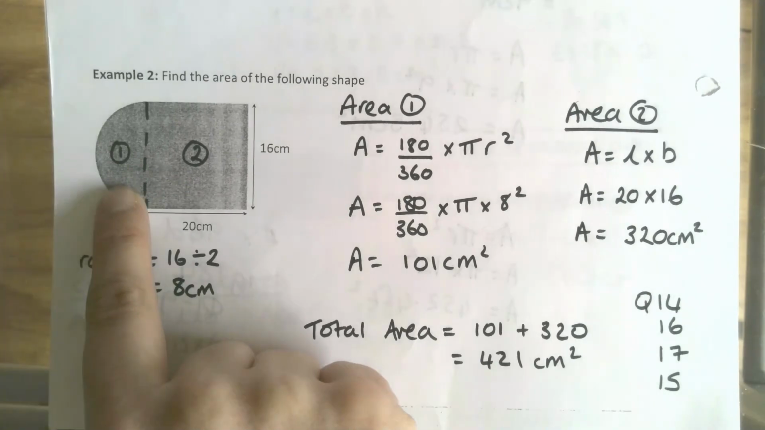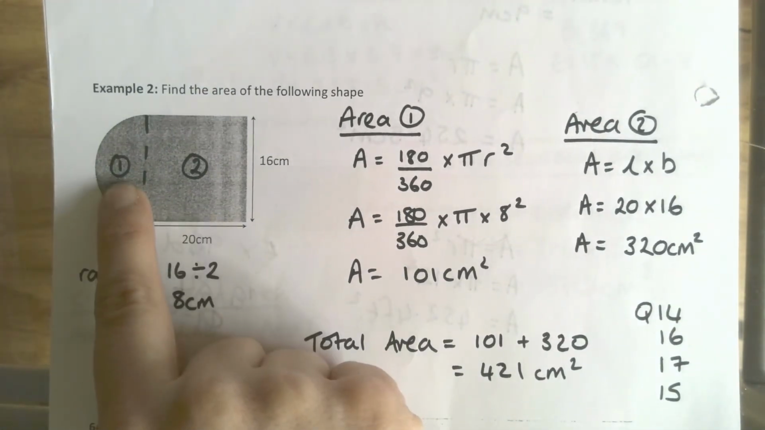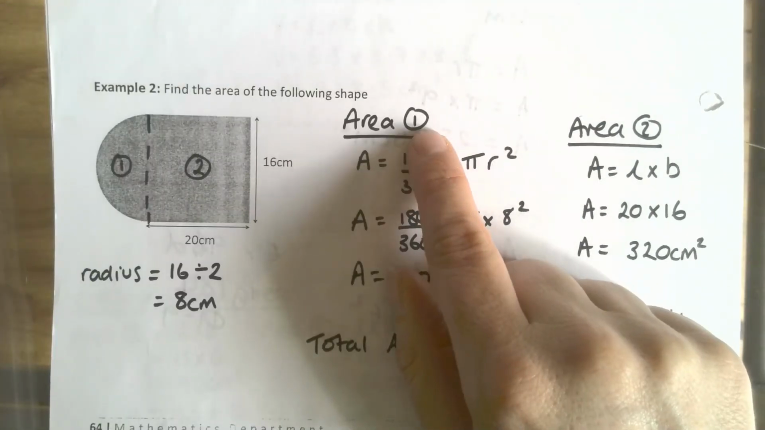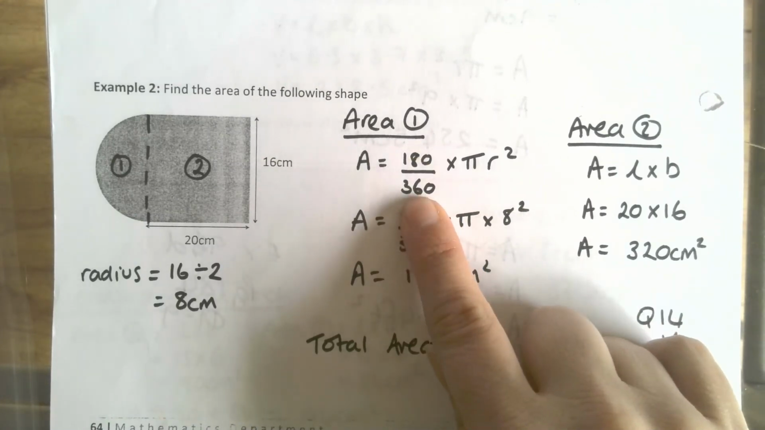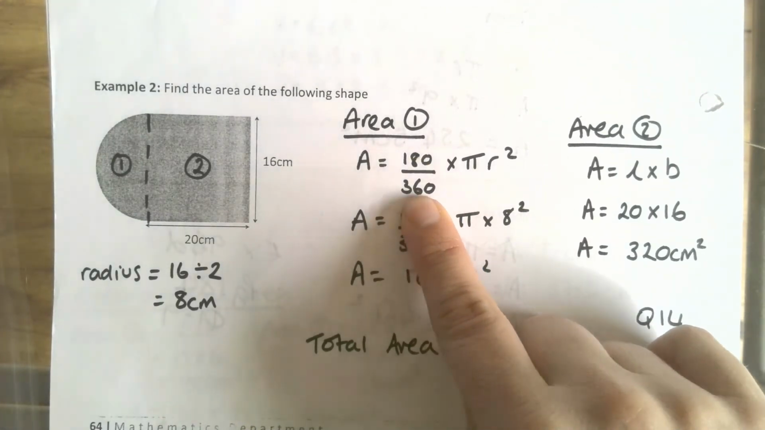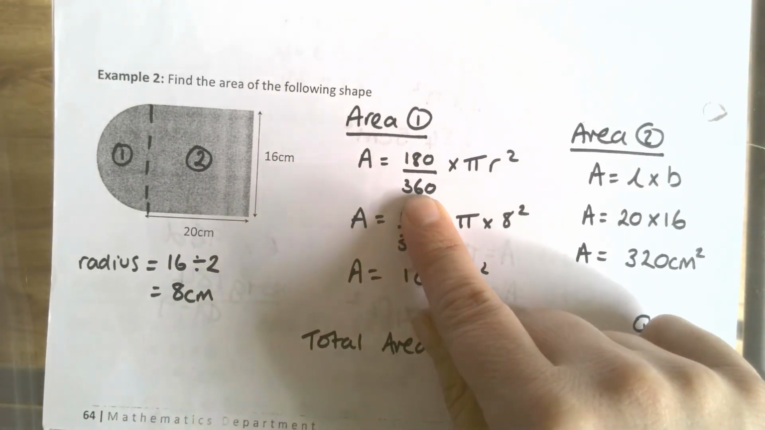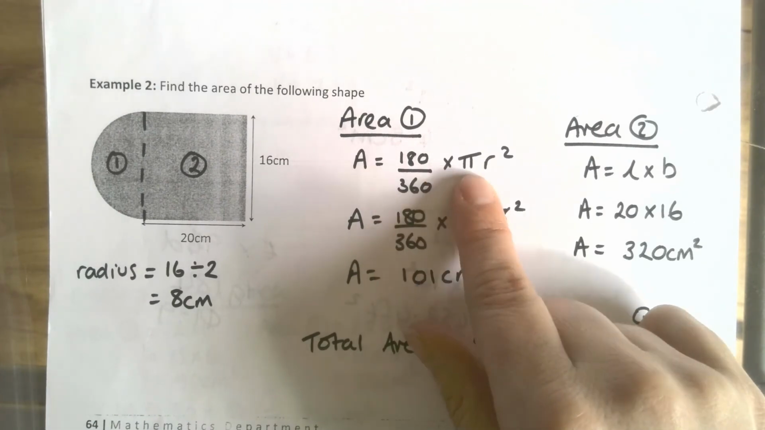So I split this into a semicircle and a rectangle, and you can see I've labelled them 1 and 2. So area 1 is half of a circle, so that's why we've used this. We could have just gone in and used half here because we know it's a semicircle, we know it's half, but I just stuck to the system that we had already been doing. So 180 over 360 multiplied by pi r squared.